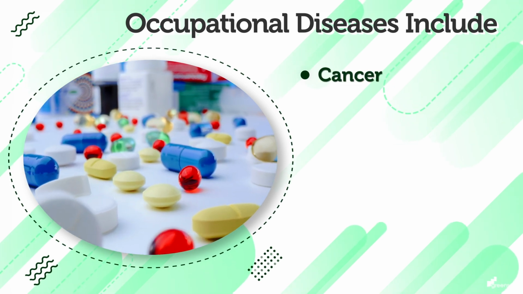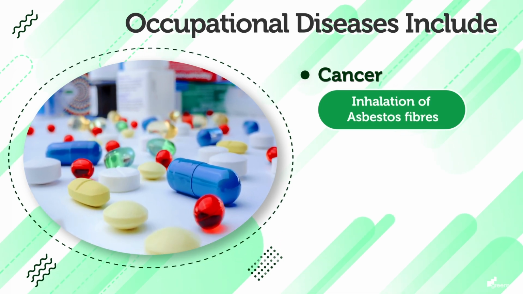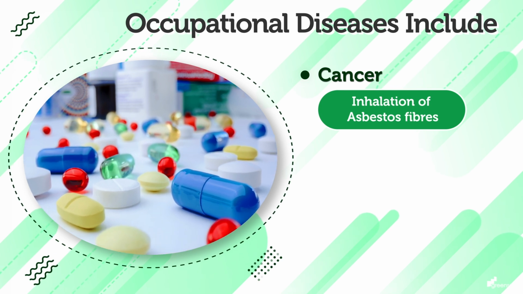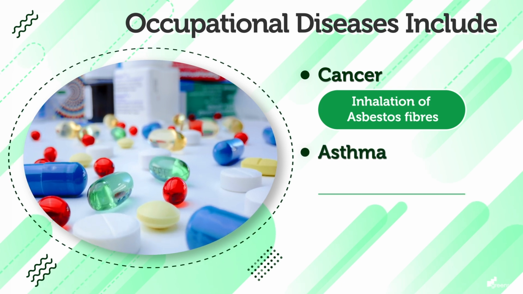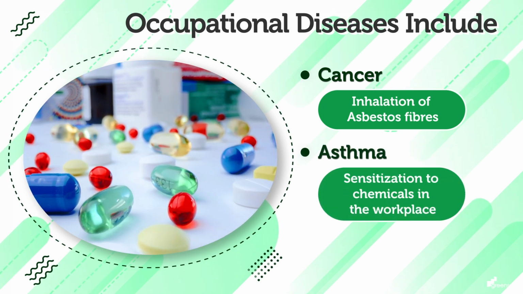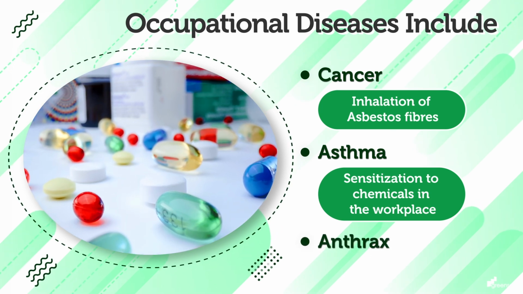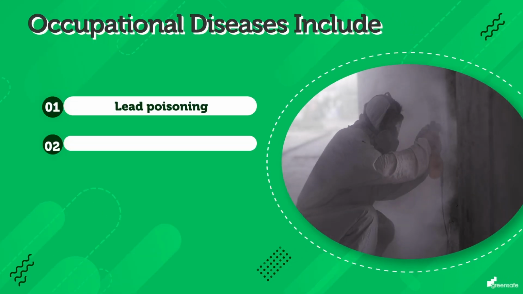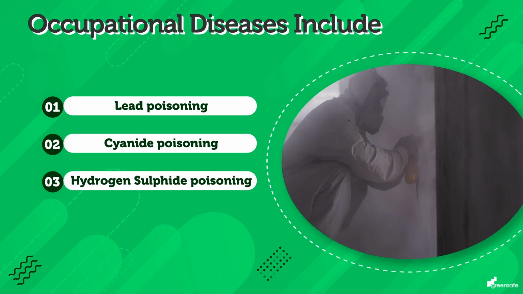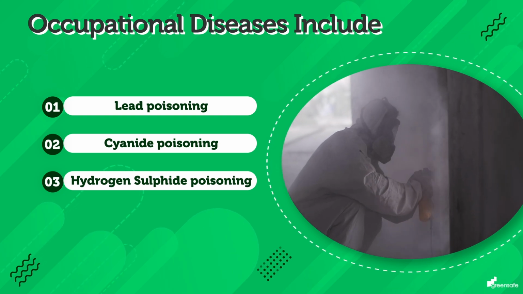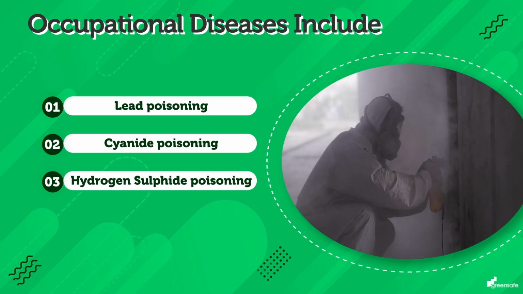Cancer is one of them. This illness is usually a result of the inhalation of asbestos fibers. It goes without saying that this is a very serious and life-threatening illness. Workers could also suffer from asthma due to their sensitization to chemicals in the workplace. Anthrax is another type of occupational disease. Lead, cyanide, and hydrogen sulfide poisoning are fatal occupational diseases that should be avoided at all costs. Special measures should be implemented to ensure that the possibility of these diseases is minimized.